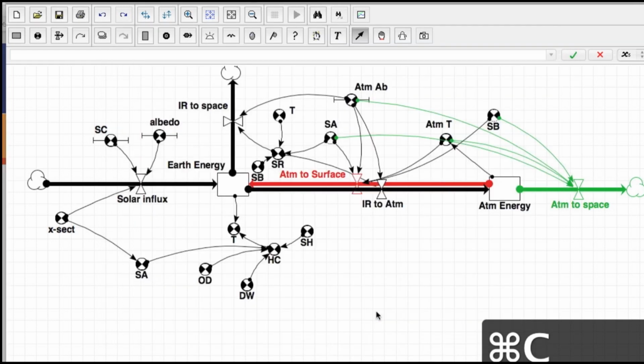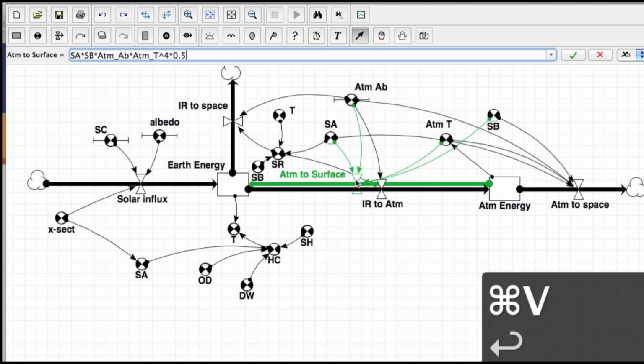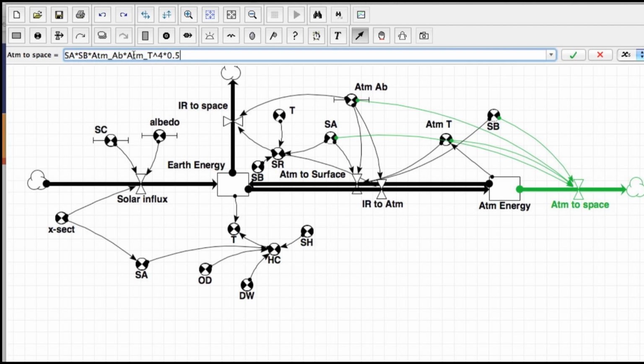And before I close out, I'm going to grab all this, copy it, because I just want to paste it right over here. It's the exact same thing. I don't even have to go in the equation box. Just paste and return, and I'm done. That's how easy that is. The atmosphere takes half of this energy and radiates it out to space. It's the surface area, Stefan-Boltzmann, emissivity times the atmospheric temperature to the fourth power times 0.5, or divided by 2, however you want to do it, right?